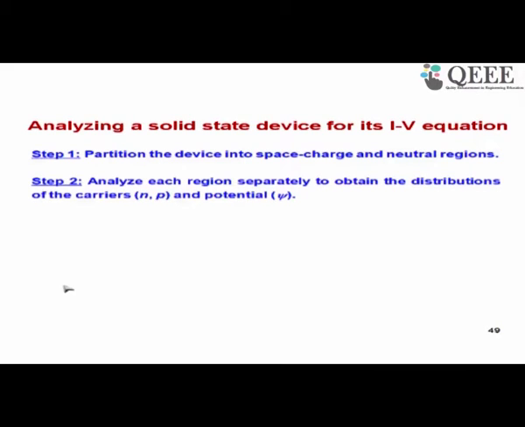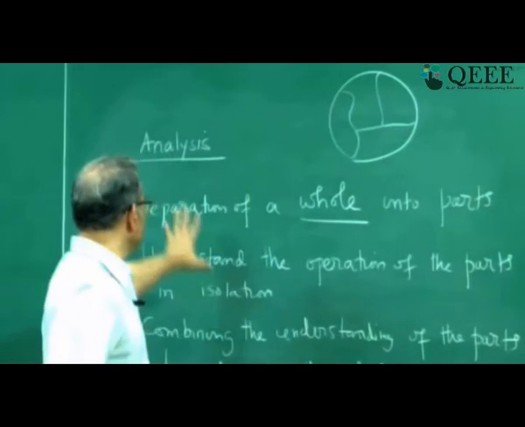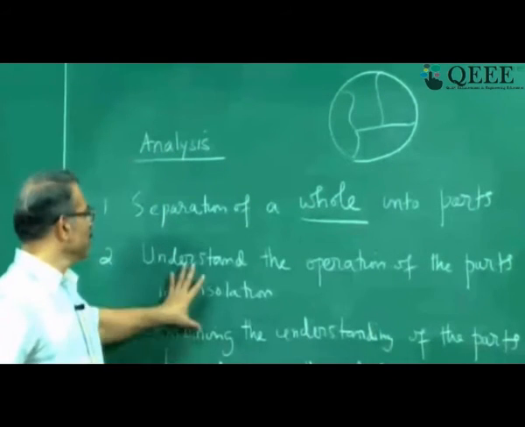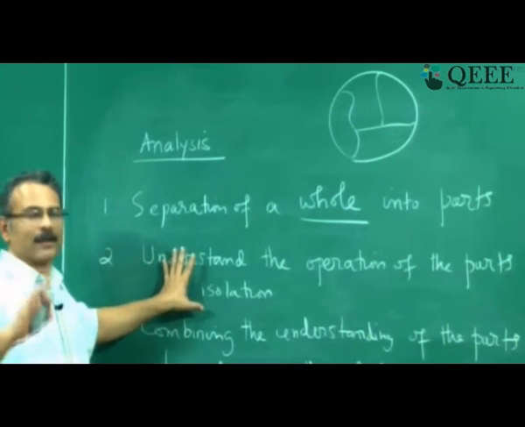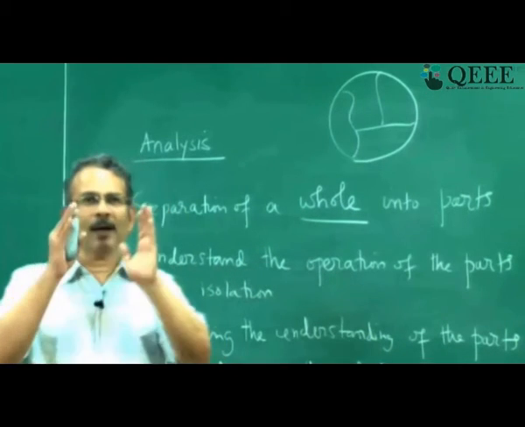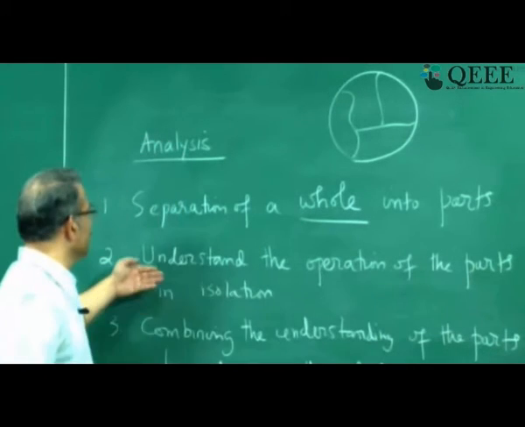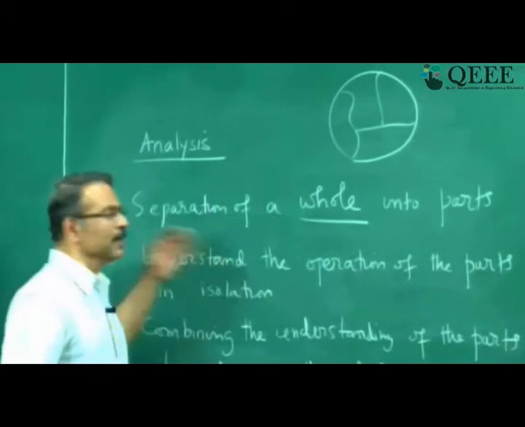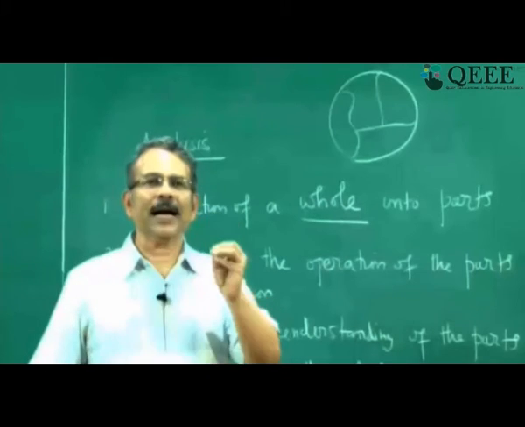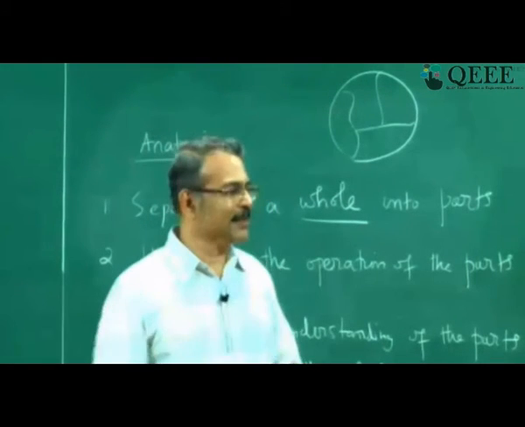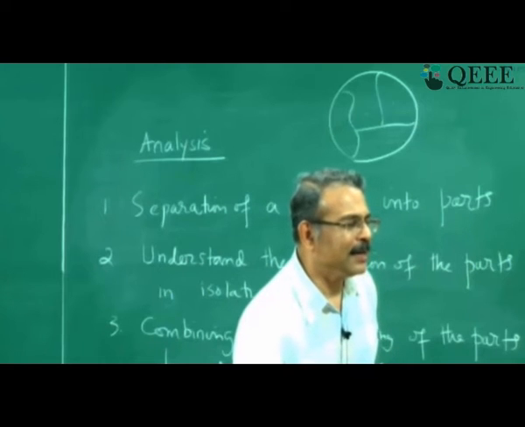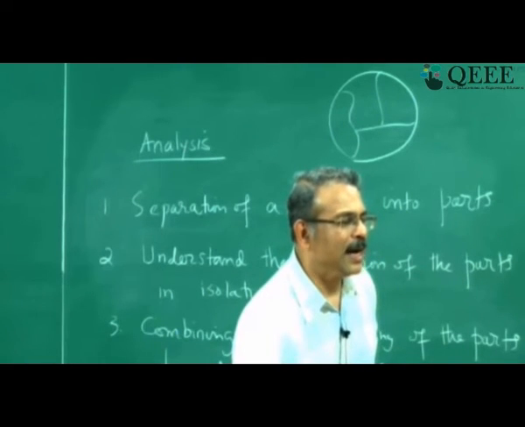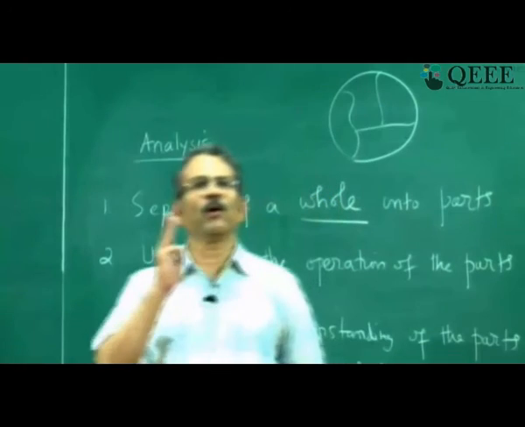So when we say understand a part of a device, what exactly do we mean? What we have written on the board is a general definition for analyzing anything. Okay. Now in the context of semiconductor devices, what does the word understand the operation mean? Specifically, understanding the operation in semiconductor devices means getting to know the distributions of carriers, that is electrons and holes, and the potential. These three quantities.